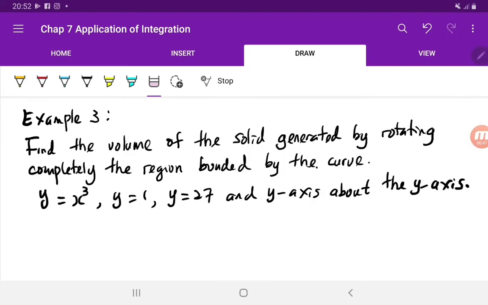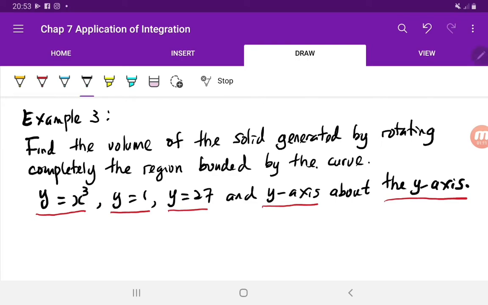Example 3: find the volume of the solid generated by rotating completely the region bordered by the curve y equals x cubed, the lines y equals 1, y equals 27, and the y-axis, rotated about the y-axis. So if you don't understand, we find out the shaded region by sketching the graph first.